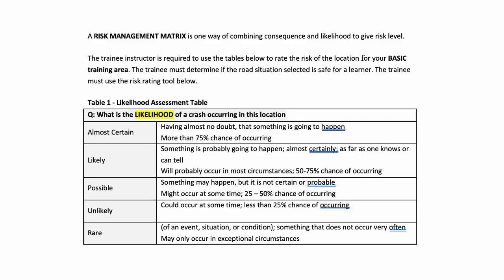A risk management matrix is one way of combining consequence and likelihood to give risk level. The training instructor is required to use the tables below to rate the risk of the location for your basic training area. The trainee must determine if the road situation selected is safe for a learner. The trainee must use the risk rating tool below. What is the likelihood of a crash occurring in this location? Is it almost certain? Is it likely? Is it possible, unlikely, or rare? So you've got to make a decision on the likelihood using the table.